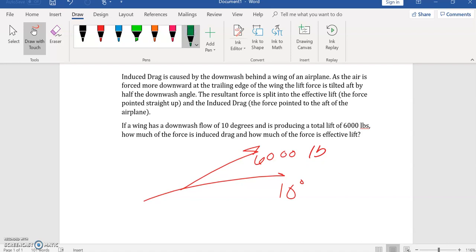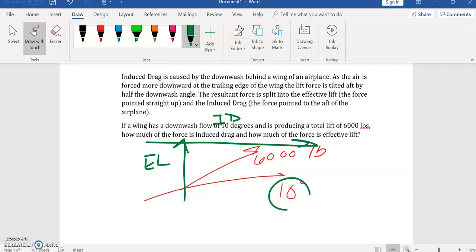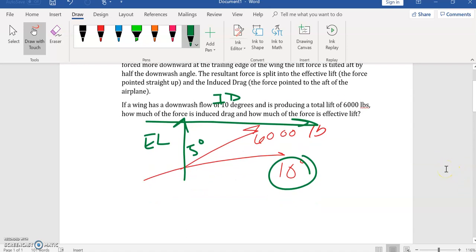I'm going to draw in here. This is coming straight up, my effective lift. This here is going to be my induced drag. This angle here is half of whatever this is, so in this case, it's 5 degrees. This is always just half. So I want to find out these two. This is a right triangle.